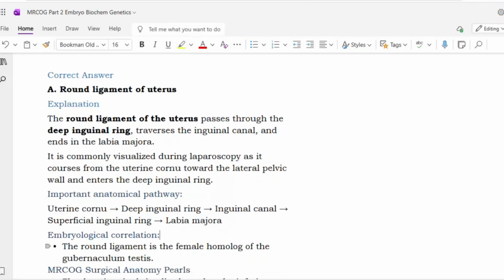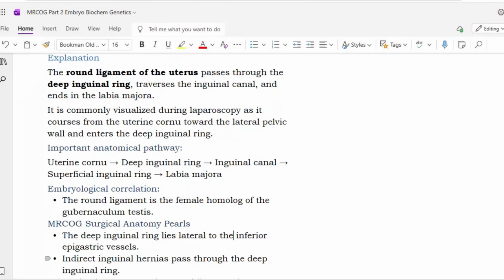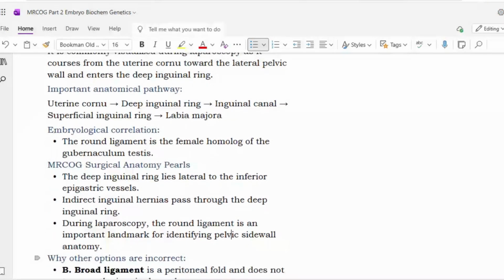Okay, so important anatomical pathway: uterine cornua to the deep inguinal ring to the inguinal canal, then superficial inguinal ring, then it will get inserted into the labia majora. Okay, so embryological correlation: the round ligament is the female homologue of gubernaculum testis. This is also SBA. The deep inguinal ring lies lateral to the inferior epigastric vessels. Indirect inguinal hernia passes through the deep inguinal ring. During laparoscopy, the round ligament is an important landmark for identifying the pelvic sidewall anatomy.